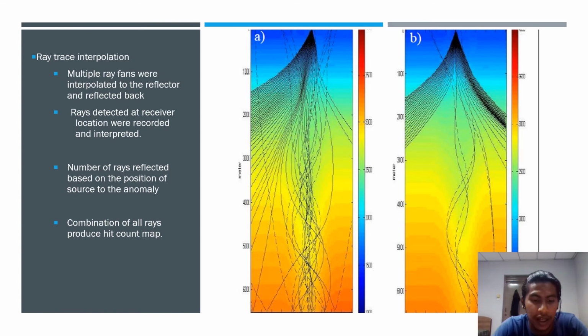So as shown in figure A, more rays will be reflected if the source was located directly above the anomaly or the source placed further away from such anomaly. However, if the source was placed at the edge of the gas anomaly, as demonstrated in figure B, there will be fewer ray signals that are able to pass through the gas zone and reflect to surface level. So combining all the ray hit counts for each location within the reflected depth, a hit count map was produced.